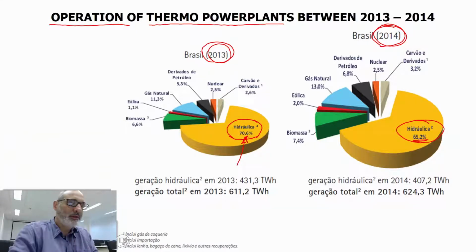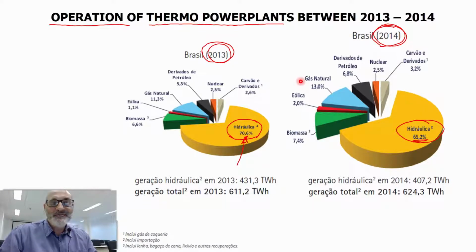Okay, let me get my pointers. I think it's better. So hydro decreased, and the rest increased: coal from 2.6 to 3.2, petroleum and heavy oils from 5.3 to 6.8, and natural gas from 11.3 to 13. So our energy grid, I wouldn't say deteriorated, because it's still very good. 65% is still a very good number, but that's not the tendency that we would like to see. So we have these thermal power plants in order to supply this.